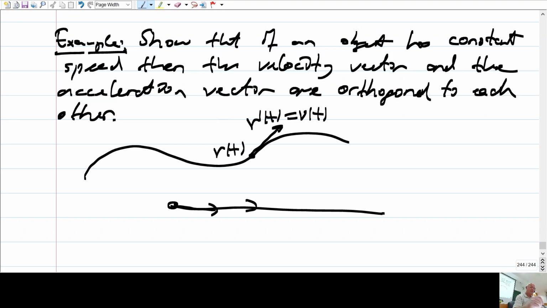What does this tell us? The following: if the speed is constant, then these two vectors have to be perpendicular to each other. So in general, the acceleration vector is something not in the same direction as the velocity vector. But this tells us that if the speed is constant, then they are perpendicular. The acceleration vector is the force, right, you feel if you are moving on this track.